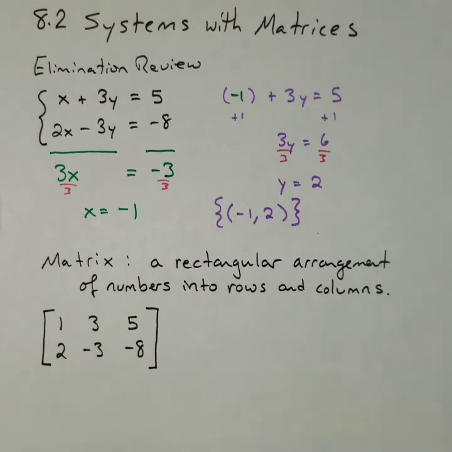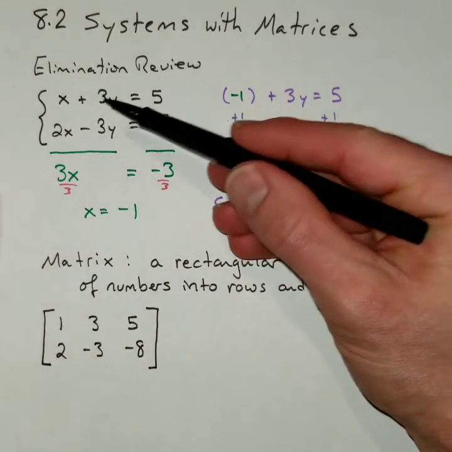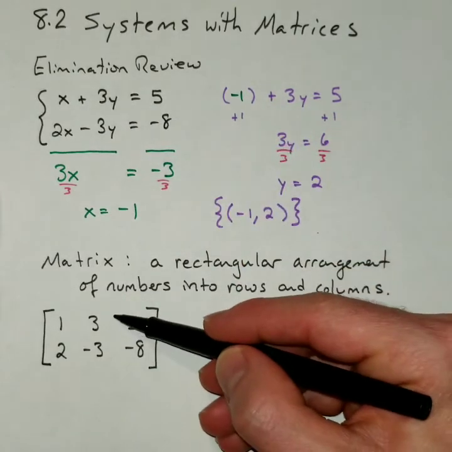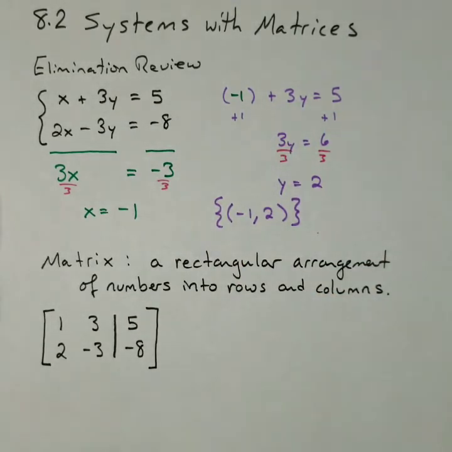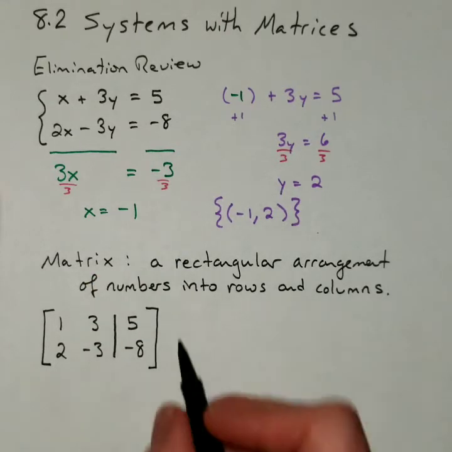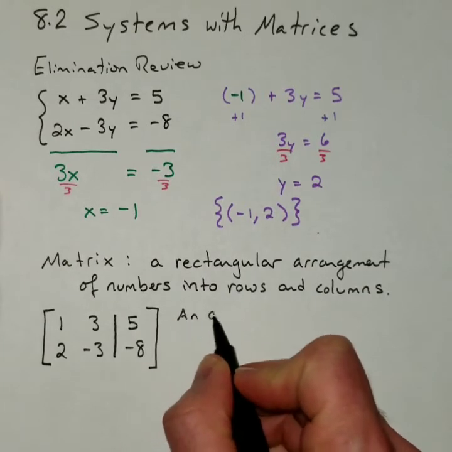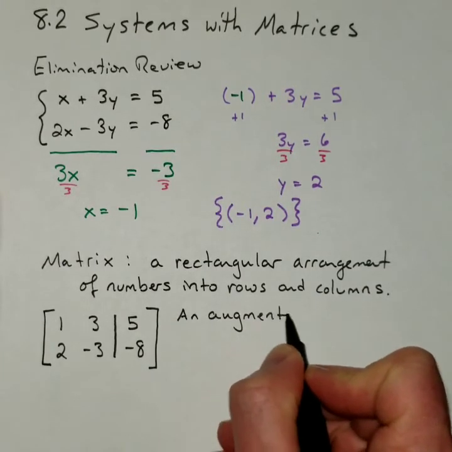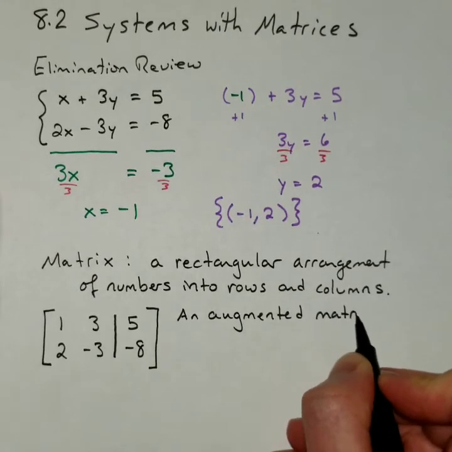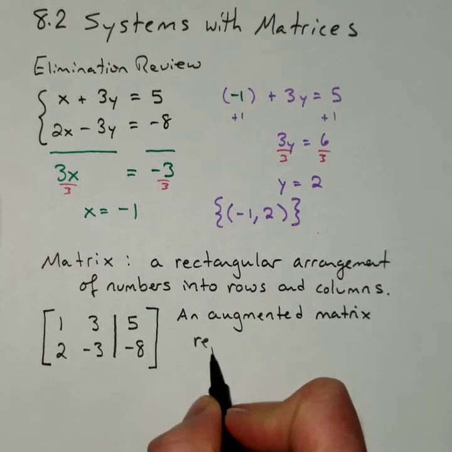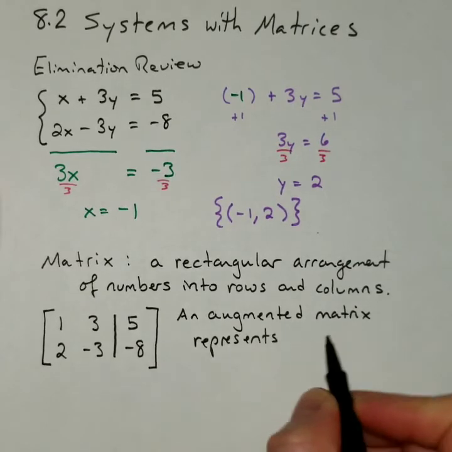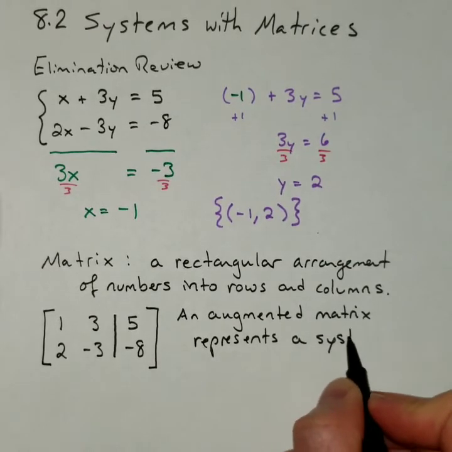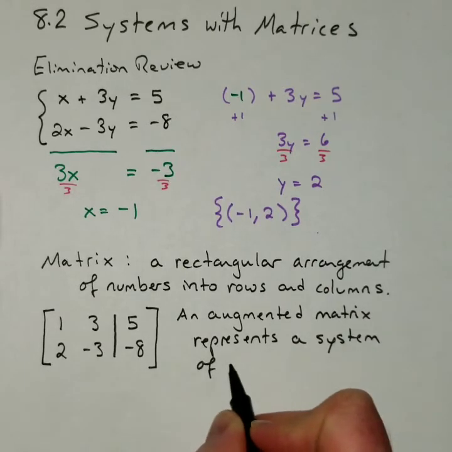We also tend to separate off the two sides of the equation by putting a vertical bar where the equal signs would go. Any matrix then that represents a system of equations is what we call an augmented matrix. Okay, so an augmented matrix represents a system of equations.